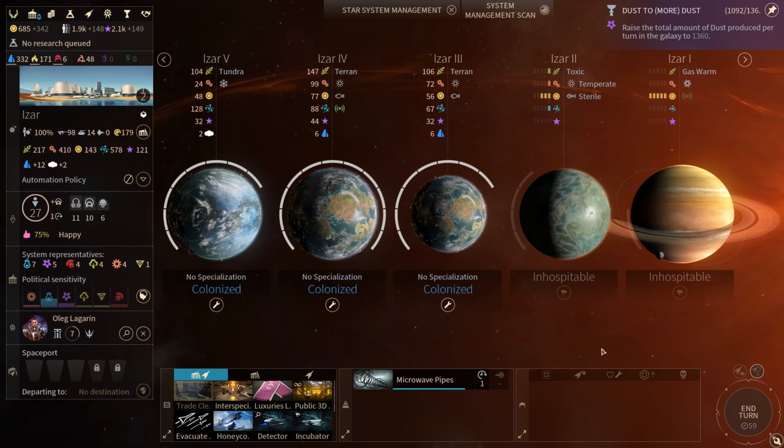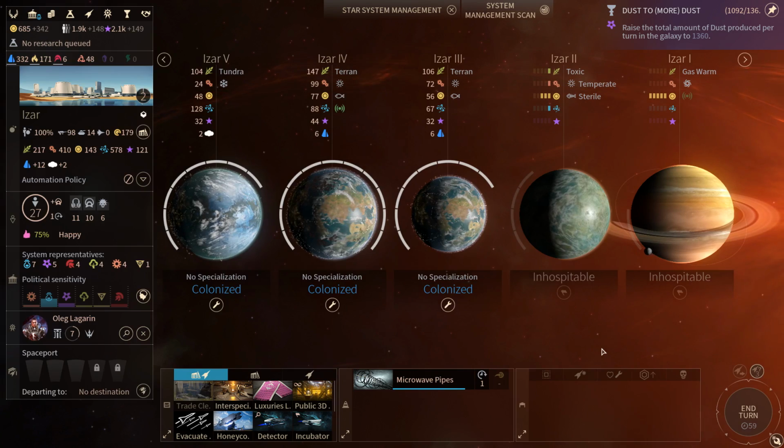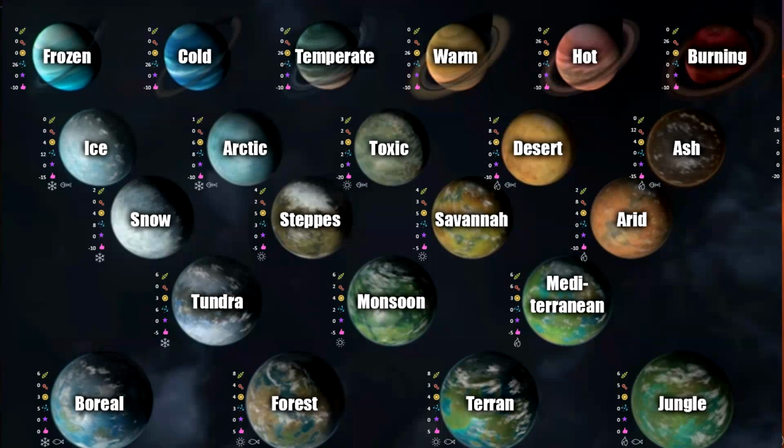So gas planets can also differ in their size, but their population levels are always very low. As you can see here, the gas planets always have a -10 in happiness, but they give you either 26 dust, 26 science, or 26 production, depending on if they're temperate, cold, or warm, basically.